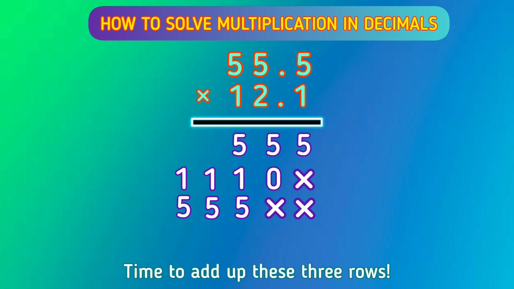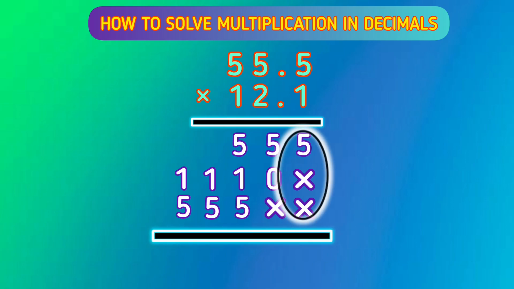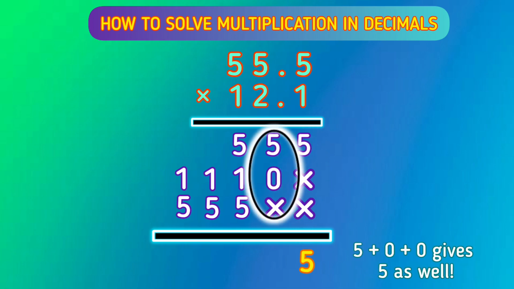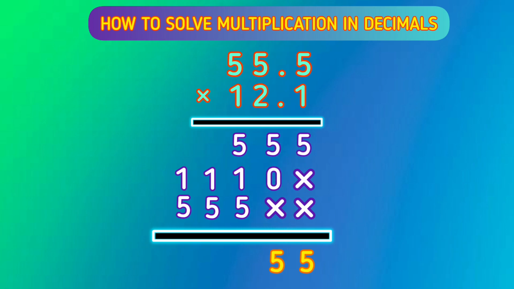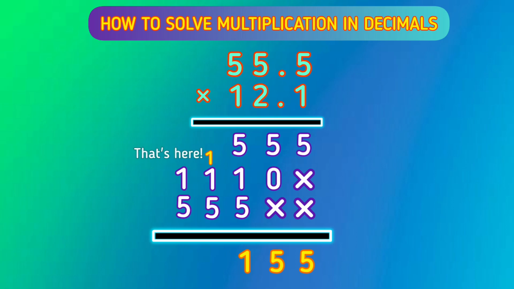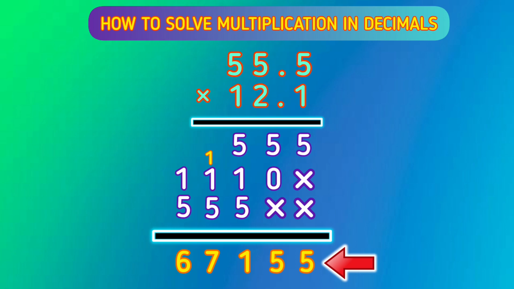Now you know what to do. That's right. Time to add up these 3 rows. Starting from the right side, remember x is also a 0, not a variable. 5 plus 0 is 5. Keep 5 in the answer. Now 5 plus 0 gives 5 as well. Keep it in the answer. Next, 5 plus 1 plus 5 gives us 11. Keep 1 in the answer and the other one on top of the one next to 5. That's here. 1 plus 1 plus 5 gives 7. Keep 7 in our answer. And finally 1 plus 5 gives 6. And we got our sum as 67,155.